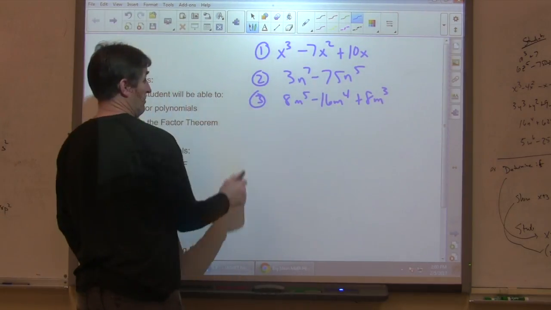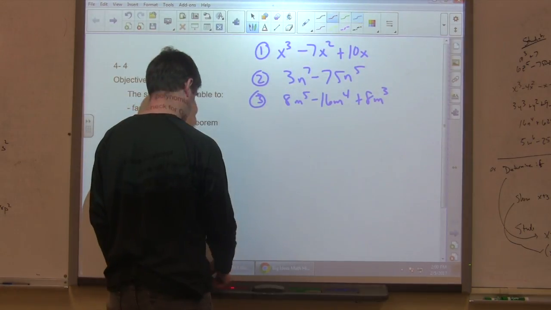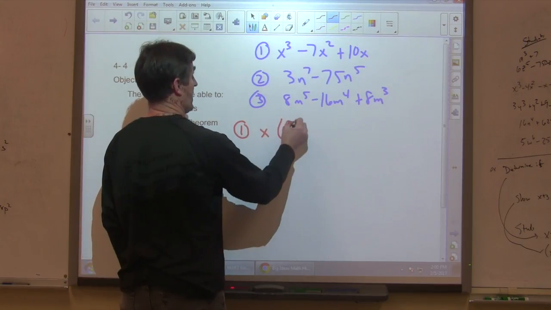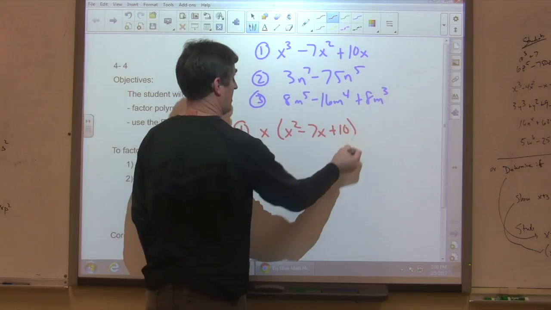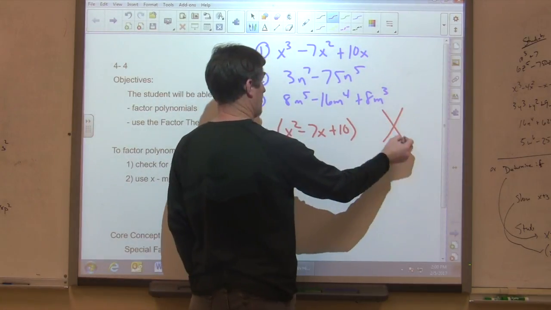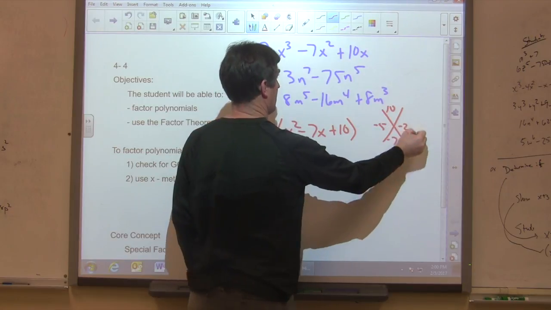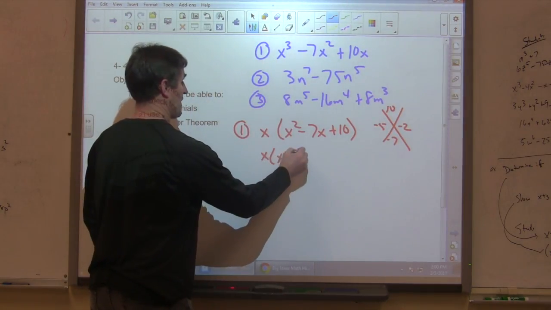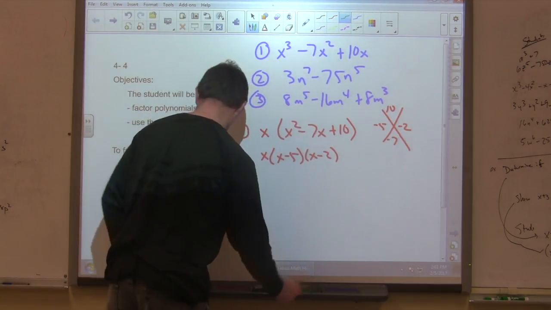So if we did the first one, again, we check for greatest common factor. I can pull an x out. So this is number 1. Pull an x out, and I get x squared minus 7x plus 10. We can do the x method. That would be 10 and negative 7. So negative 5 and negative 2. So that would be x and x minus 5 and x minus 2. So hopefully you got that one.